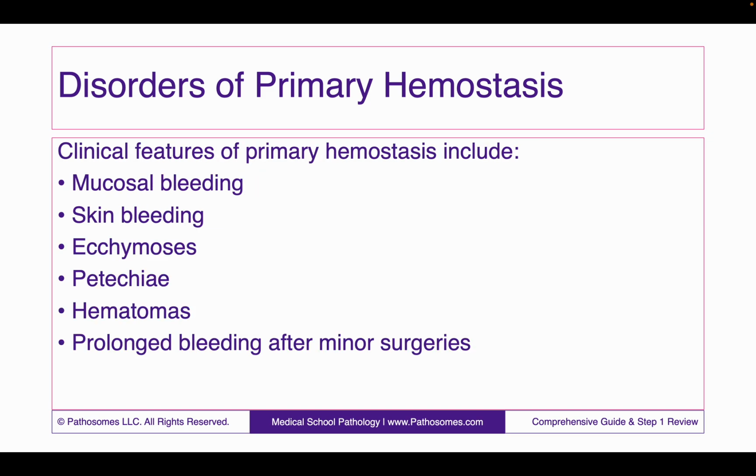Clinical features of primary hemostasis disorders include many things related to abnormalities with primary hemostasis. So you can imagine being in your clinic, seeing a patient walk in with mucosal bleeding, skin bleeding, ecchymoses, petechiae, random bruises, aka hematomas. They smile at you and you notice that their gums are bleeding, prolonged bleeding after minor surgeries. These are all examples of the clinical features that are associated with primary hemostasis issues.